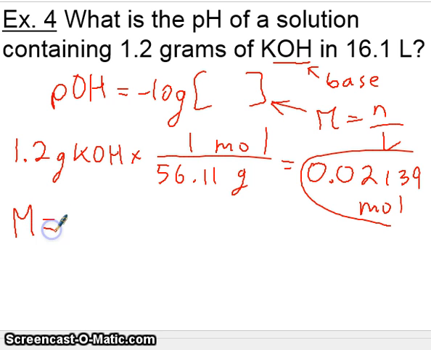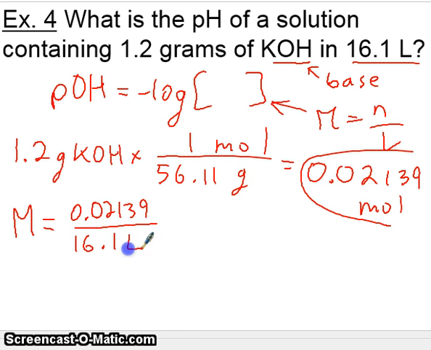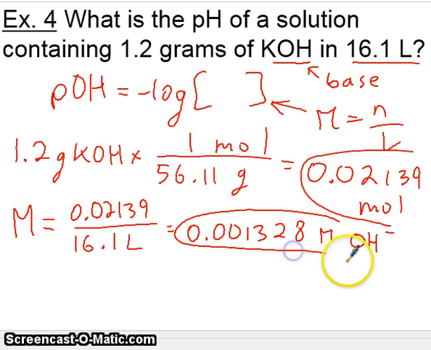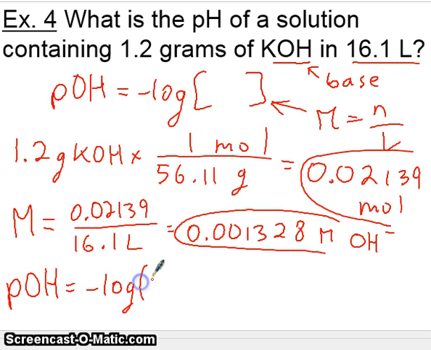Now molarity would be 0.02139 over our liters, and we have 16.1 liters, which gives us 0.001328. This is the molarity now of hydroxide ion. And now we can get the pOH, which is the negative log of that. So go ahead and plug this into your calculator. Take the negative log of this number, and when you do, you should get 2.877.